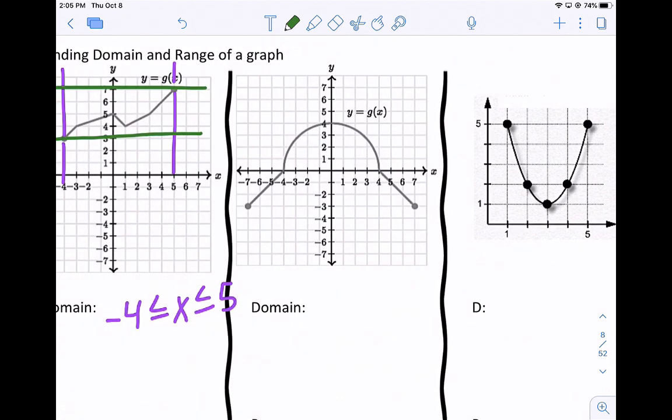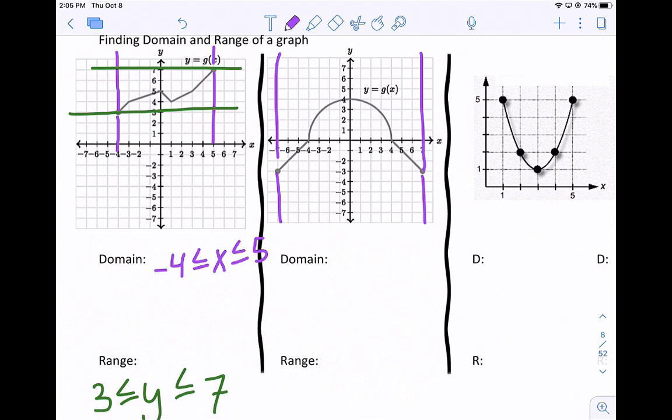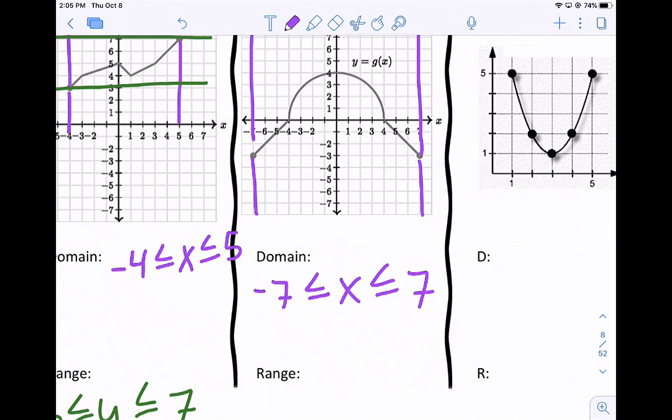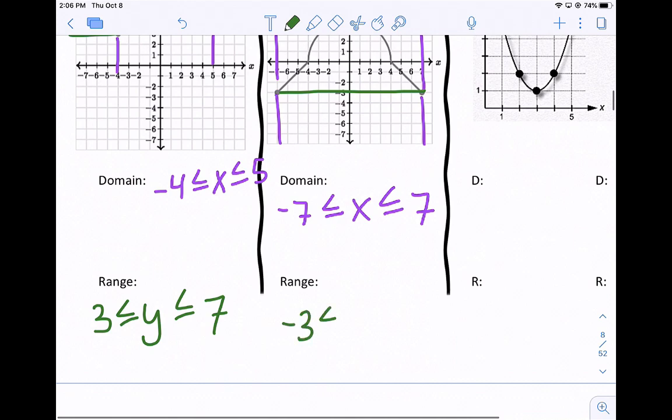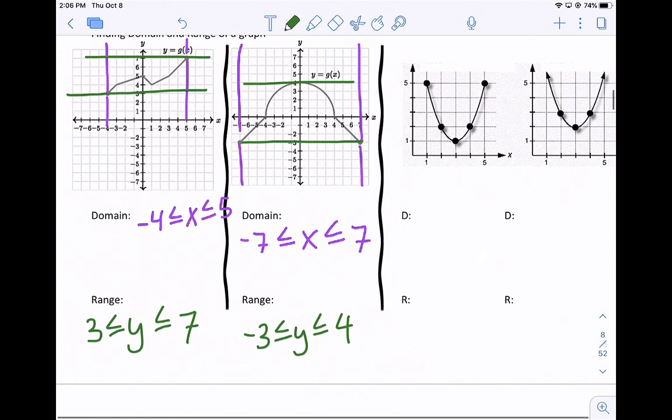This one reminds me kind of like a UFO, maybe like a helmet. Domain, so how far left and how far right. So here's the left end, here's the right end. And it looks like our smallest x value is -7, and it's a closed dot, so it can include the -7, and it goes all the way up to 7. So here's an inequality that says our domain goes from -7 to 7. And our range is how low and how high our graph goes. So the lowest is -3, the highest is 4. Again, it can include those values. So we say y is between -3 and 4 using these inequalities.